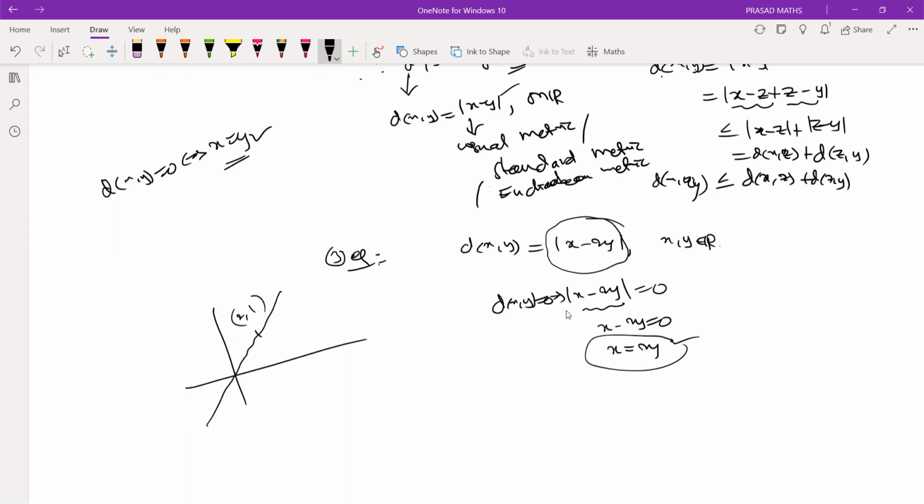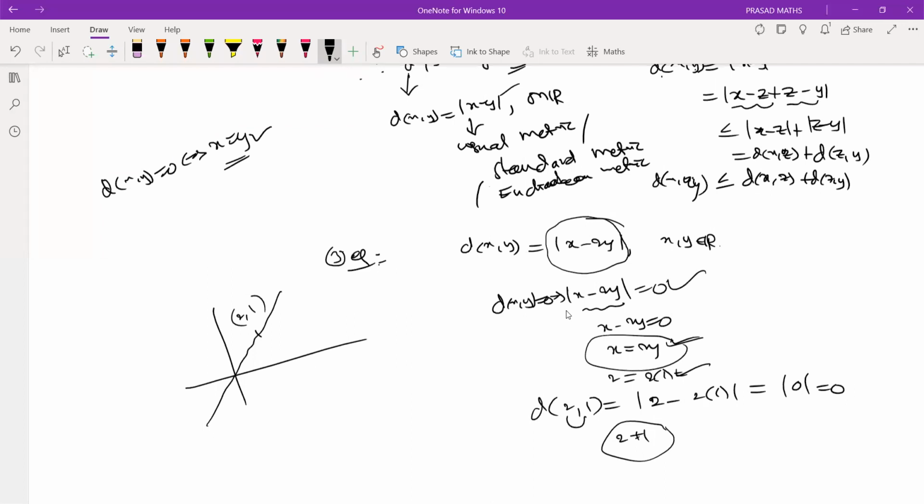So 2 comma 1 satisfies this equation, right? Therefore the distance between 2 and 1 is mod of 2 minus 2 into 1, that means mod 0, which is 0. So the distance between 2 comma 1 is 0, but 2 is not equal to 1. Therefore, it is not a metric. Is it clear? So guess the problem first of all.